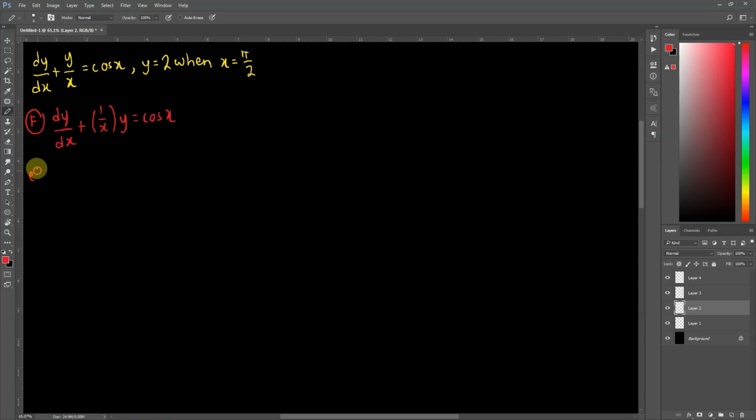Next part is E, FEMC E. What is E? E is the integrating factor. So now we find our integrating factor. The integrating factor is equal to e to the power of the integral of whatever it is that is beside y. Here I have 1 over x. So now I calculate this one. It is e to the ln x, which is equal to x. I integrate 1 over x is ln x, e and ln cancel, so we got x. Our integrating factor is x.